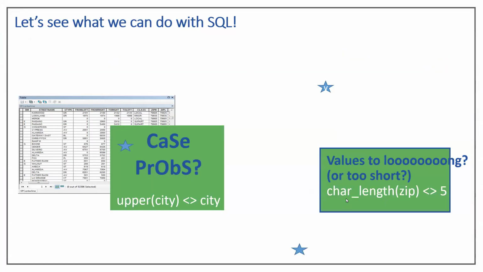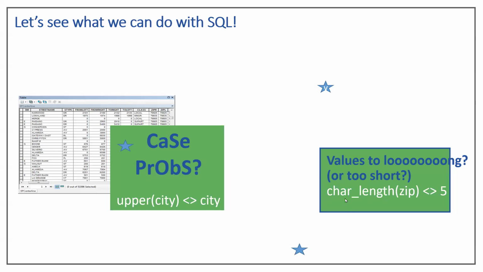Another example: suppose you have zip codes and you think all the zip codes are 5 digits, but you think there might be some that have extra 4 digits tacked on, and you just want to figure out, do we have any zip codes in here that are not exactly 5 digits long?